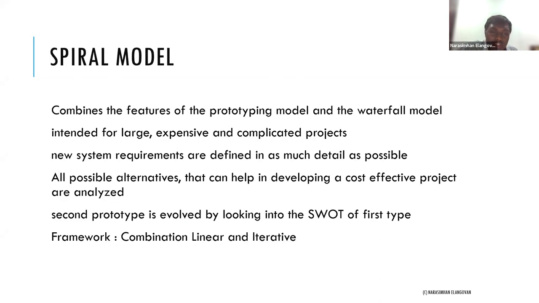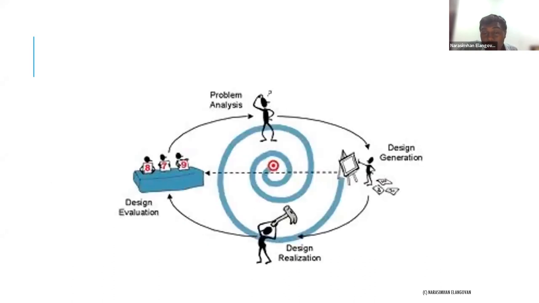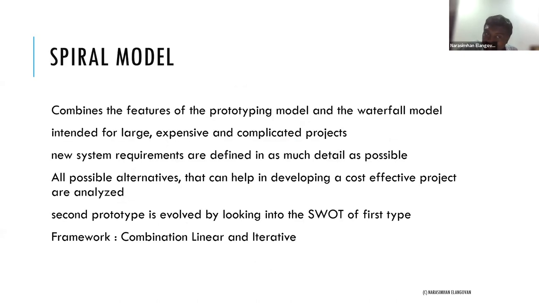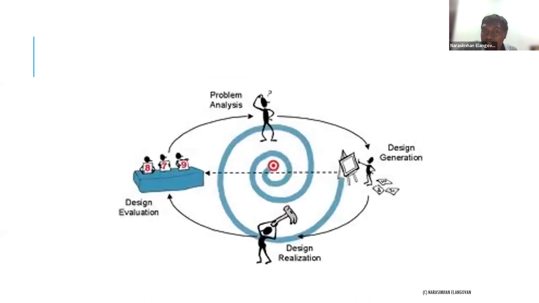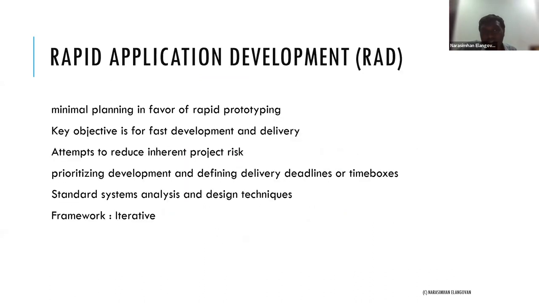Next is the spiral model. Spiral model is very, very useful for large, expensive, complicated projects. Classical example, GST. But the problem is, you will get lost, especially on the timeline. Right? So that is why the GST website, even though it required it, did not go for a spiral model, because it would take forever to do, right? So therefore, that's an advantage as well as a disadvantage. Next is rapid. Rapid, as it says, RAD.